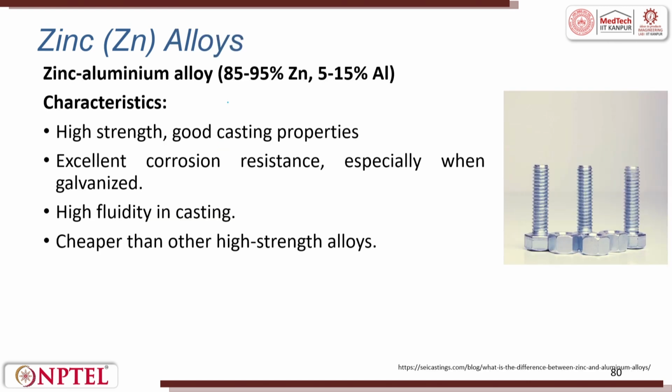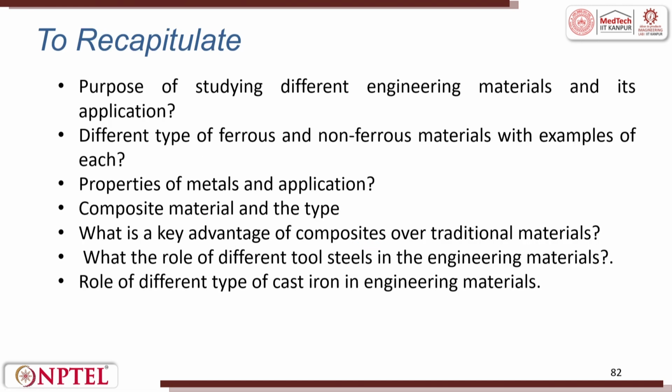Zinc alloys. So, these are zinc aluminum alloys, 85 to 95% zinc and 5 to 15% alloys. They are exhaustively used for making nuts and bolts for required applications. High strength, good casting property, excellent corrosion resistance when galvanized, high fluidity in casting, and it is cheaper than other strength alloys.